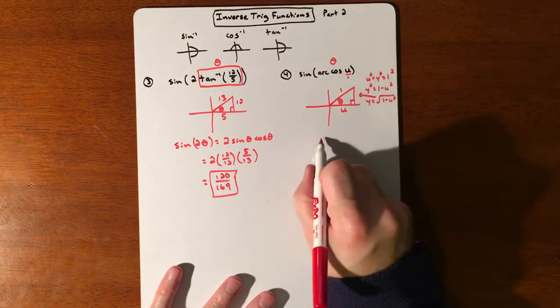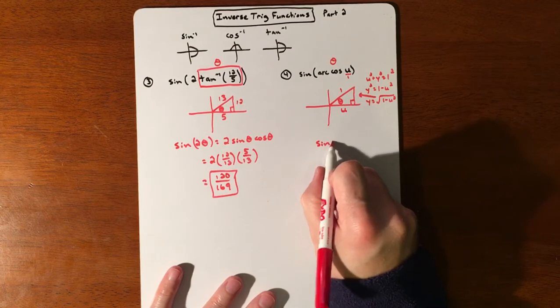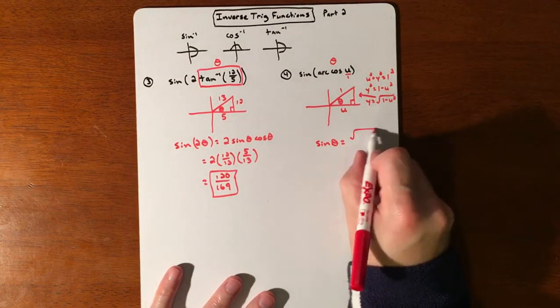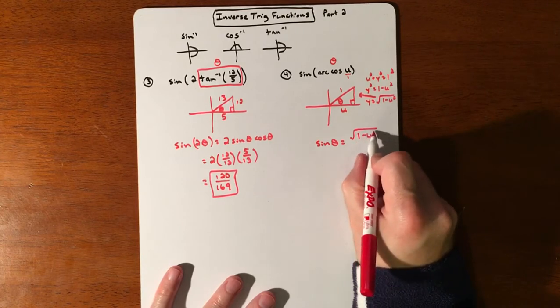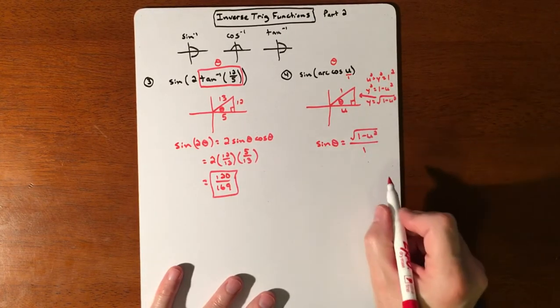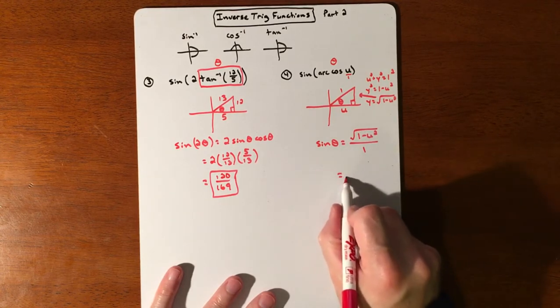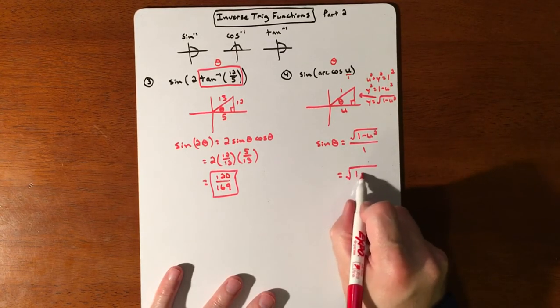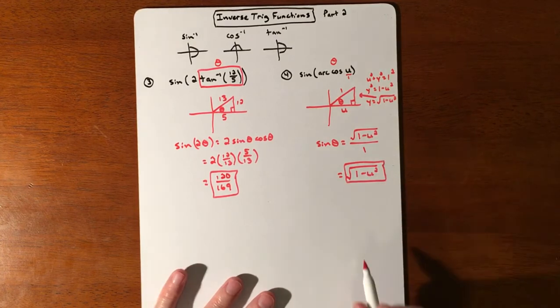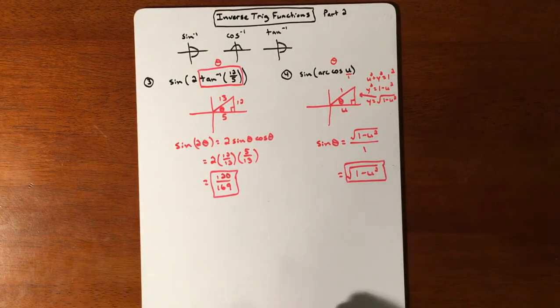And so now we're doing sine of theta. Sine of theta is going to be this weird side, the square root of 1 minus u squared, divided by the hypotenuse, which is just a 1. So really, we're just getting the square root of 1 minus u squared. It really just turns into a formula. But that's it. And that is a little bit more challenging versions of evaluating inverse functions.